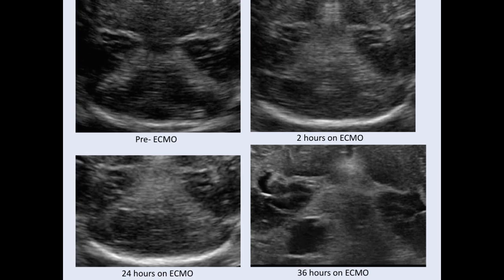So this is one of the examples that we had here at UK of a patient that had a hemorrhage on ECMO. You see the pre-ECMO ultrasound looks pretty normal. Shortly after ECMO was started, however, the patient developed this hypoechoic area in their cerebellum. The next day looked about the same, but a day and a half later it had gotten larger. So this was a hypoechoic hemorrhage.